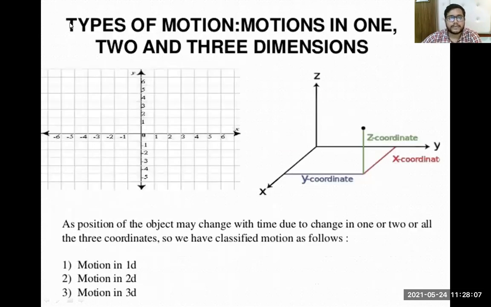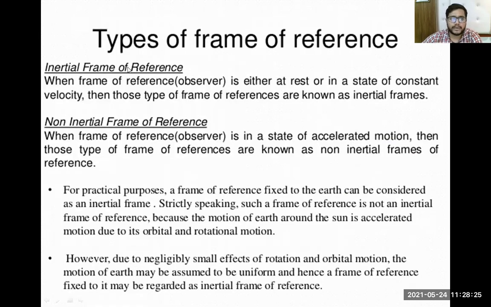Now, generally when we discuss types of motion, the motion can be in 1D, one dimension, in 2D, two dimensions, or in 3D, three dimensions. What is the meaning of 1D motion, 2D motion, and 3D motion? First of all, we have to understand the types of reference frame, and then we will discuss the various 1D, 2D, and 3D motion.